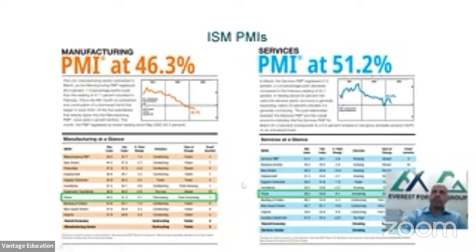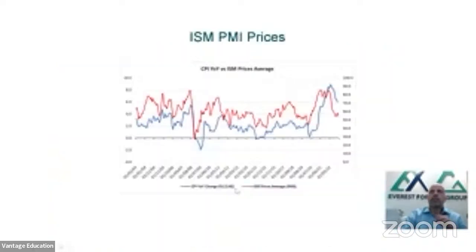Okay, so these are PMI reports for the month of March. And on Wednesday, when the CPI data is released, that will be for the month of March as well, right? So this is a chart showing you the correlation between the ISM prices and the CPI inflation index. The CPI inflation index is shown on an annualized, year-over-year basis, and the ISM prices are showing the average of the manufacturing and services sector.